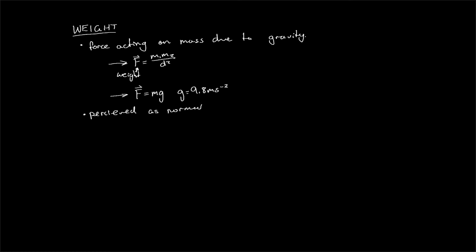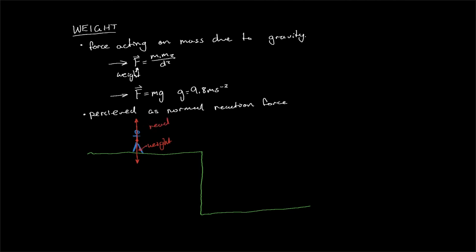We often perceive weight to be the force reacting against the weight force. Standing on the ground, a person has a weight force but also has a normal reaction force to counteract this, as the person is in equilibrium. If we took away this normal reaction force and instead had him in free fall, he would experience apparent weightlessness, even though the weight force is still acting on him.